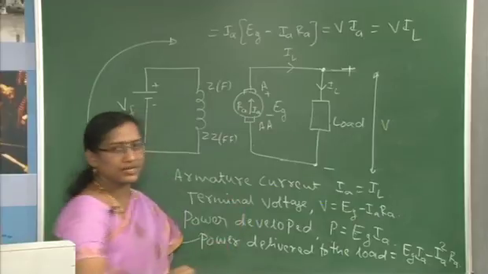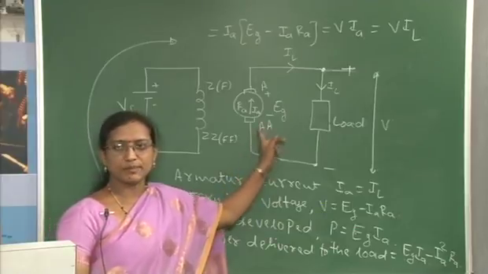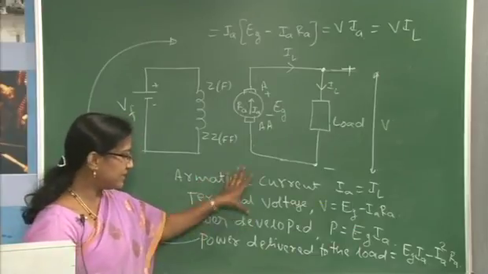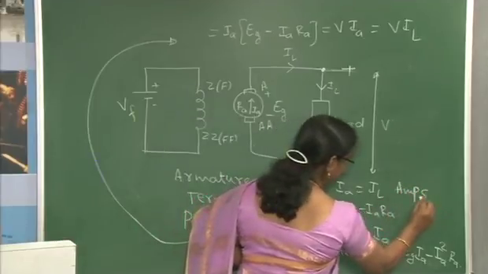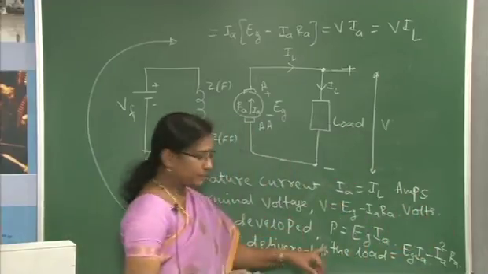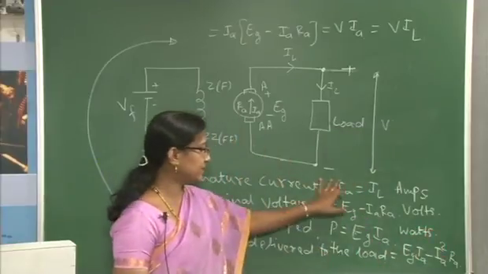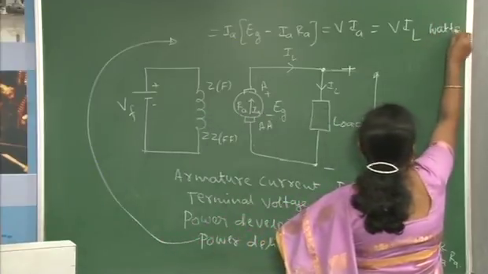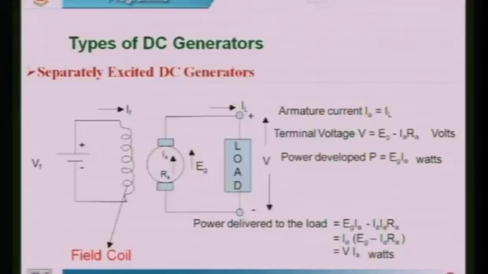This is how we are going to derive the equations for armature current, terminal voltage, power developed by the armature and power delivered to the load. Always we are using units to represent the electrical quantities. For current we are using amperes, for voltage we are using volts, for power we are using watts. These are the standard units to represent current, voltage and power. So, the unit of this power delivered to the load is watts. So, this is about the separately excited DC generator.